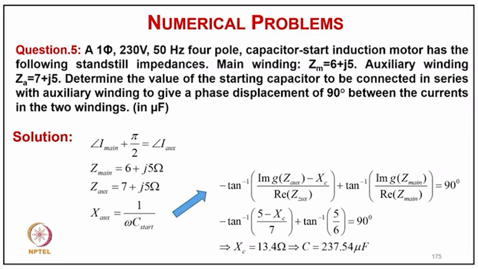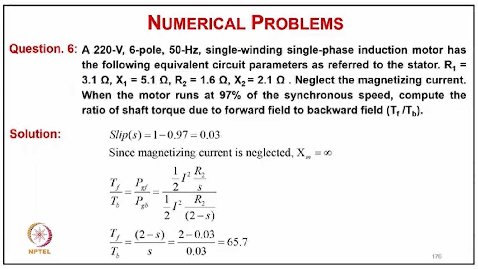So the angle of main winding current Im plus pi by 2 should be the angle of the auxiliary winding current. Z main is given as 6.5 + j5 ohm, and Z auxiliary is 7 + j5 ohm, with the capacitor reactance 1 upon ωC. Putting the formula in with the winding current angles, we get X equal to 13.51 and C comes to 37.54 microfarad.